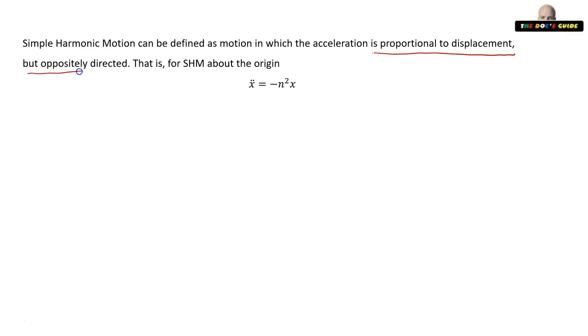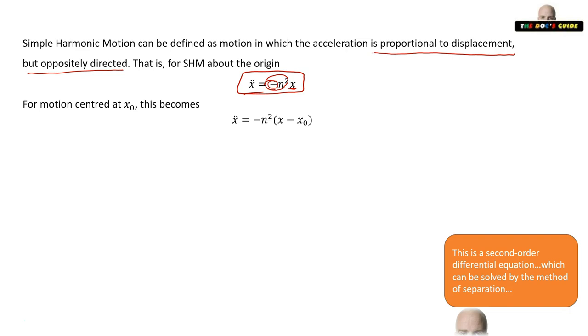It's also oppositely directed, which means that in equation form we have this. So the acceleration is proportional to displacement, so minus n squared is the constant of proportionality. The negative in here means that the acceleration is always directed back towards equilibrium.